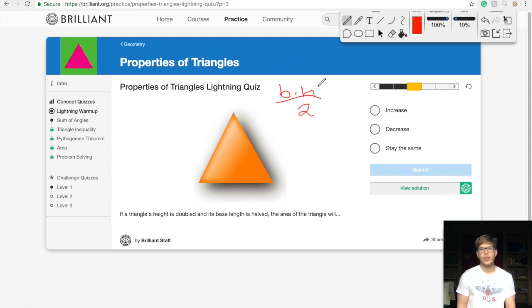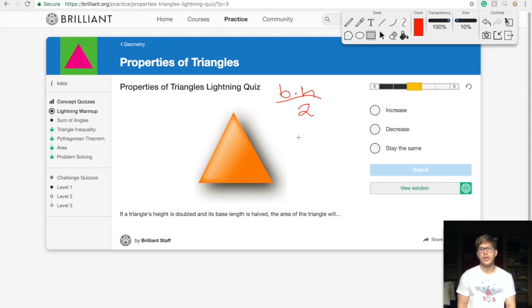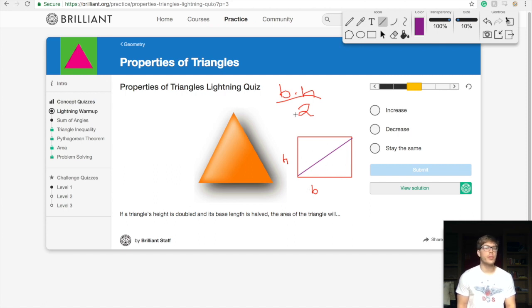And if you're wondering how I got this formula, it's actually quite simple. As we know, the area of a rectangle or quadrilateral is your base times your height. And then where does this divide by 2 come from? Well, if we cut our rectangle in half, we're left with two identical triangles. So that's how we got the formula base times height divided by 2 for the area of a triangle.